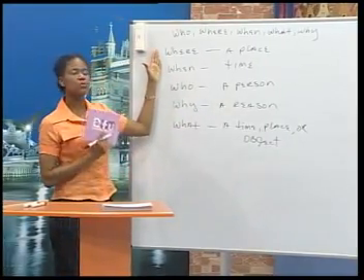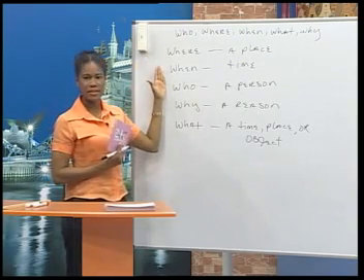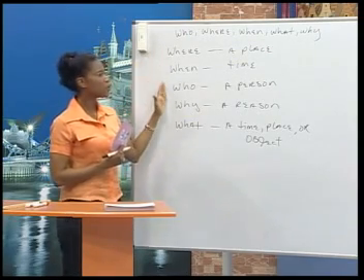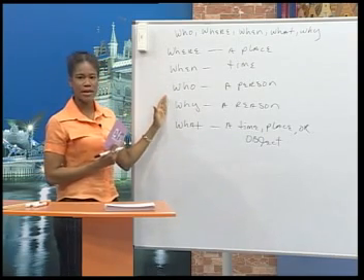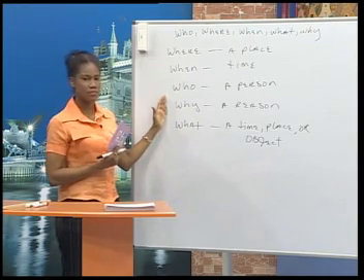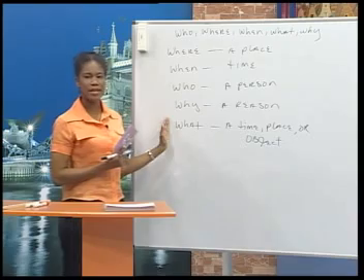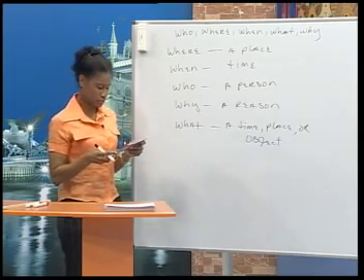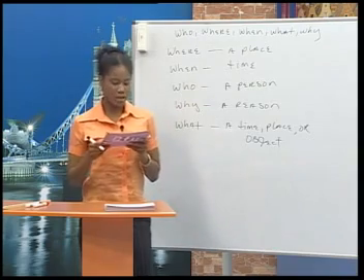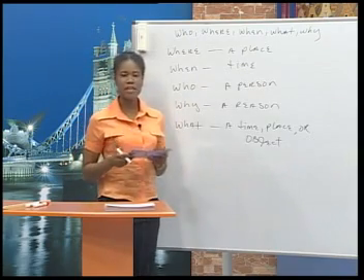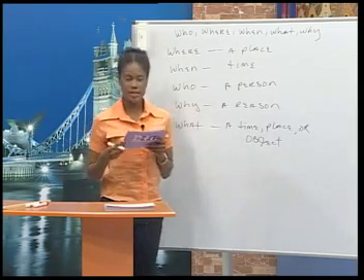So let's review this. We use where to ask about a place. We use when to ask about time. Who to ask about a person. Why to ask about a reason. And what to ask about a time, place, or object. Now, what can be a subject or object. Look at these examples.